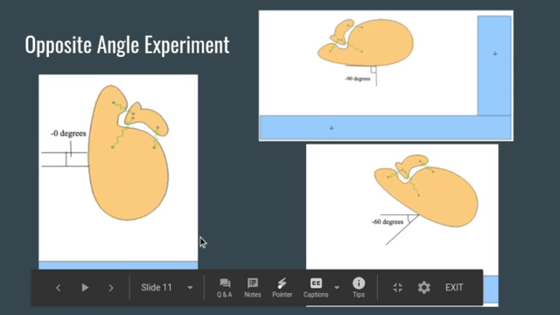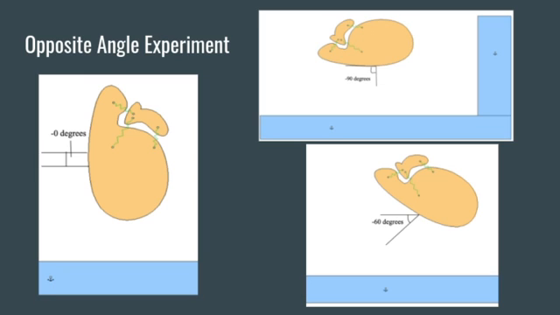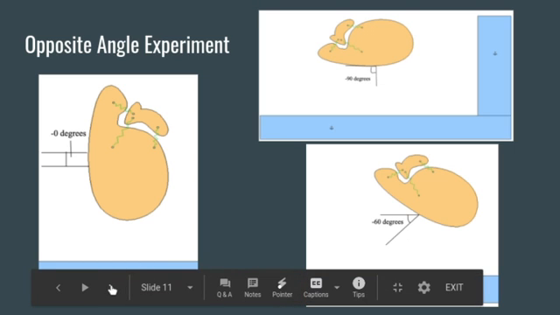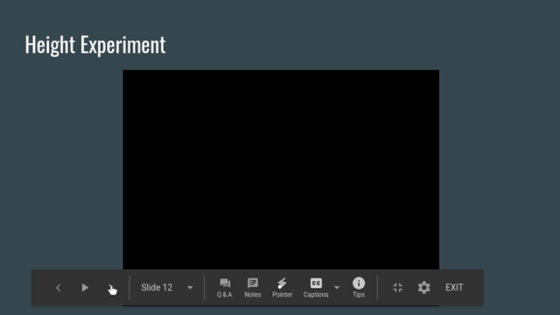The opposite angle experiments involved rotating the model clockwise. On the screen, you can see how the opposite angle experiments at -0 degrees, -60 degrees, and -90 degrees were designed. The third experiment was the height experiment.